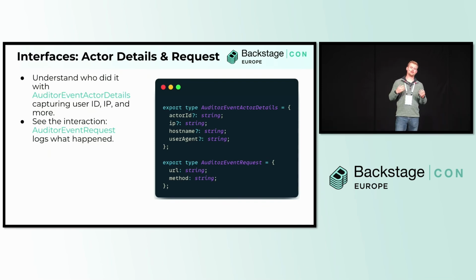Then you have the request object. If you notice that this request object is not the same shape as a normal request object you might see in Node, this is done because after investigation, we've realized we don't really need the entire request object. So to simplify it and to keep your logs smaller, we only store the URL as well as the method.